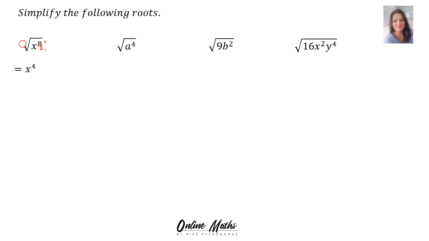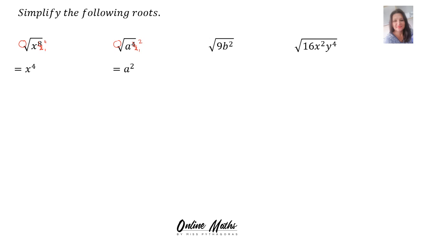The next one, the square root of a to the 4. So you take the invisible 2 and you divide the exponent by 2. And then you will say 2 goes in itself once, 2 goes into 4 twice. Therefore, the answer is a squared.